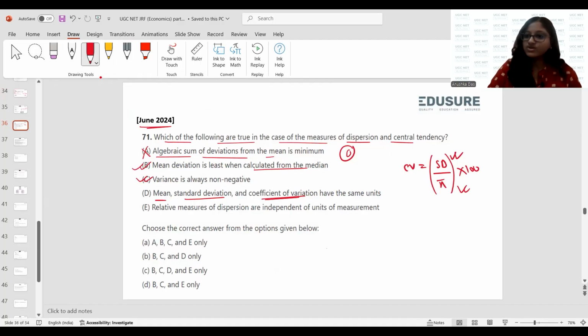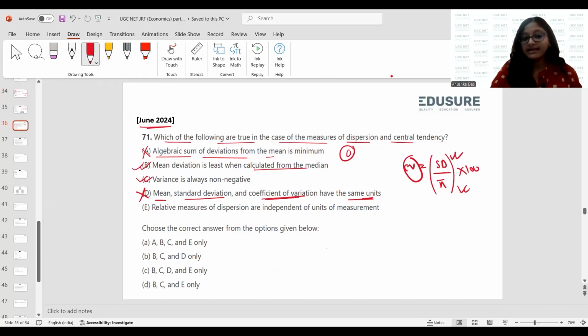In an absolute measure, the unit of measurement will always be there, and it will be the same as the units of the data given in the question. But in the case of a relative measure, we deliberately try to make it unit free because that helps you compare between two or more distributions. That is why CV, since it is a relative measure of dispersion, cannot have any units. Mean and median may have the same units, but the coefficient of variation will not have any unit. It's a unit-free measure. That is why the statement is wrong.